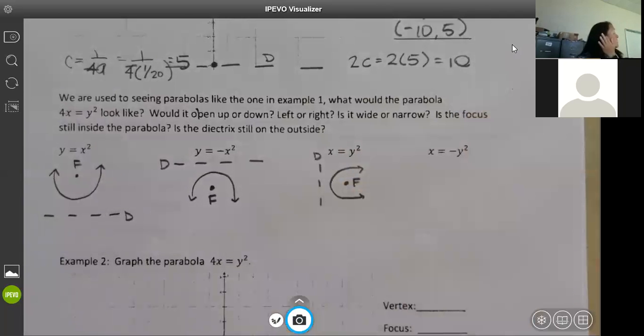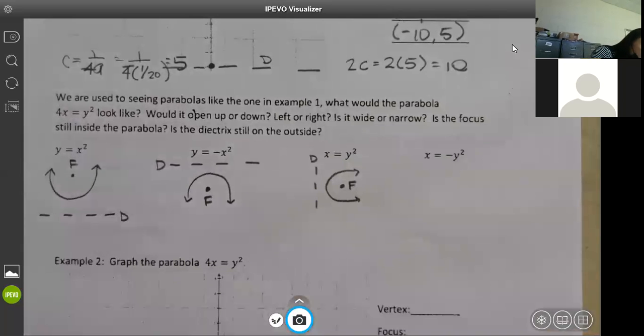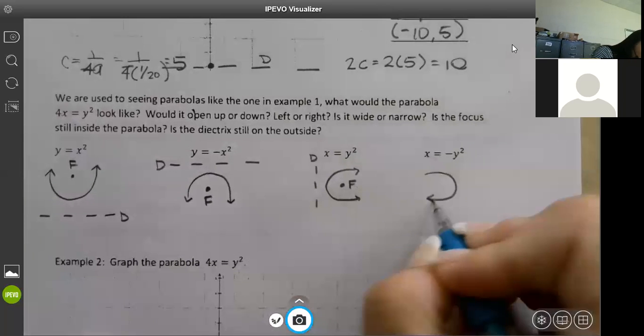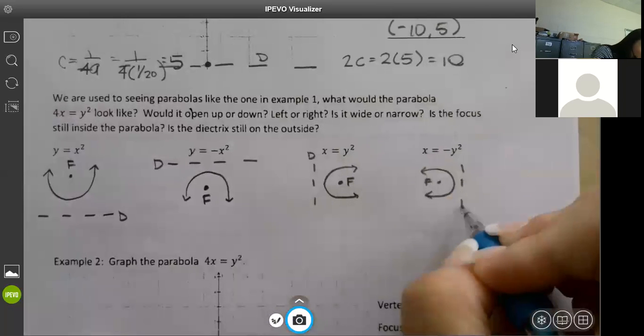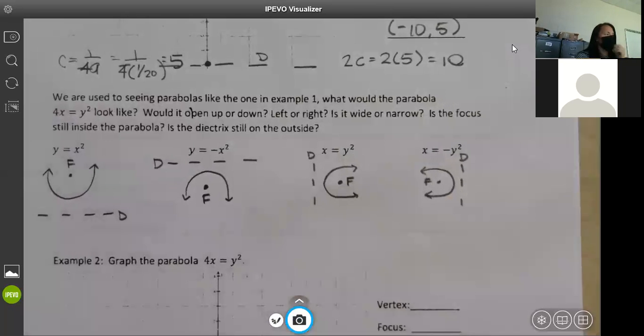The difference is your directrix is going to change from crossing through the y-axis and being y equals to going through the x-axis and being x equals. That's it. Okay. And then if it opens left, focus is in the middle, directrix on the outside. So it's the same exact thing. There's nothing any different. You're just solving the equation for x instead of y.